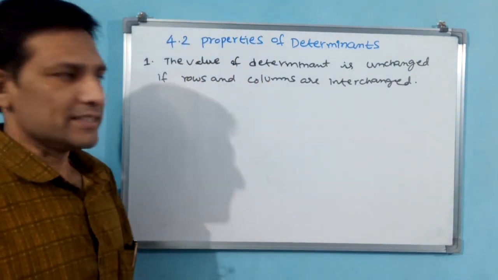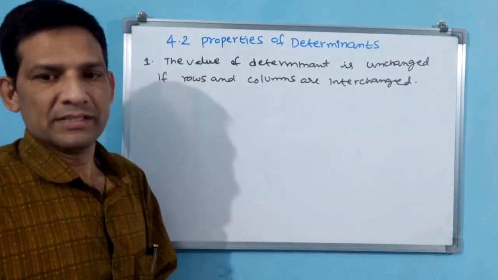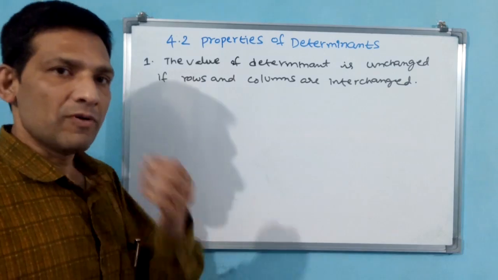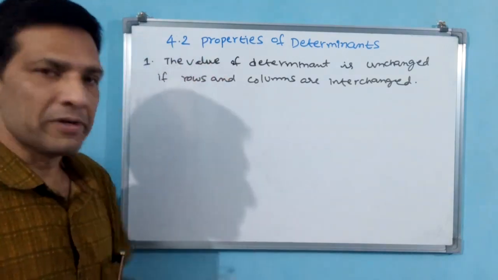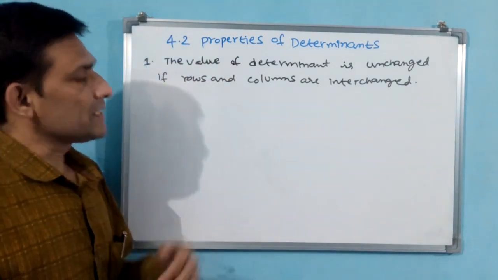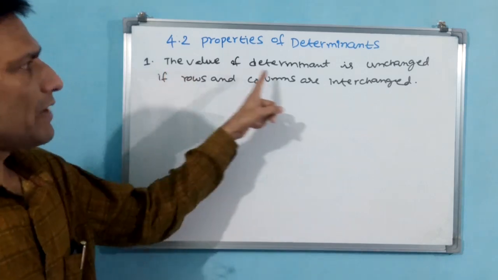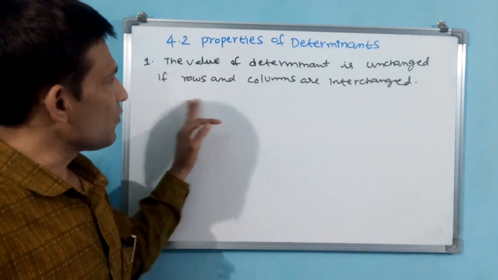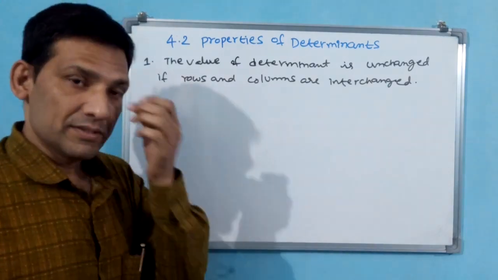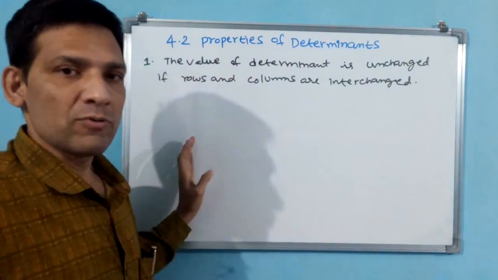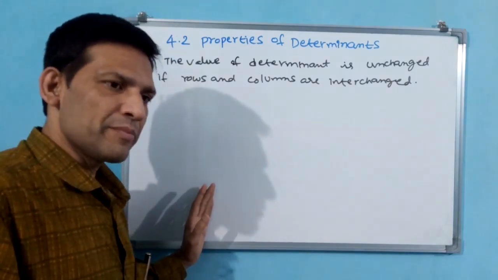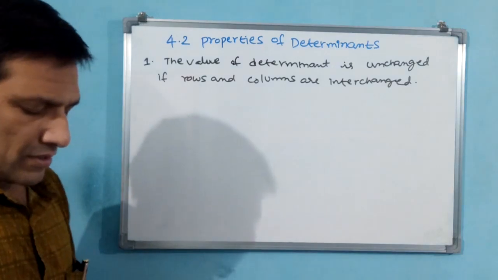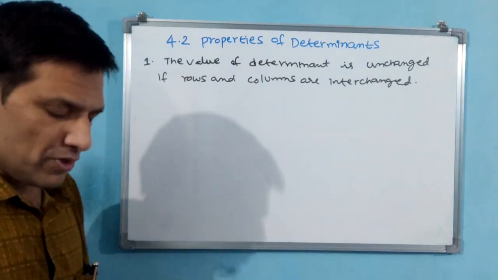First you understand this, then we will take one example verification. Then again we will go for the proof also. Yes, proof also we will do. First let us understand: the value of the determinant is unchanged, that means not changed, if rows and columns are interchanged. We are talking about the determinant only. If the rows and columns of the determinant are interchanged, then the value is not going to change.